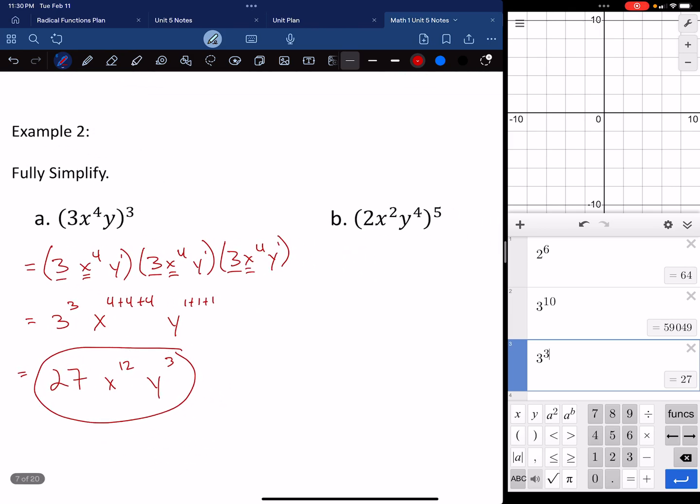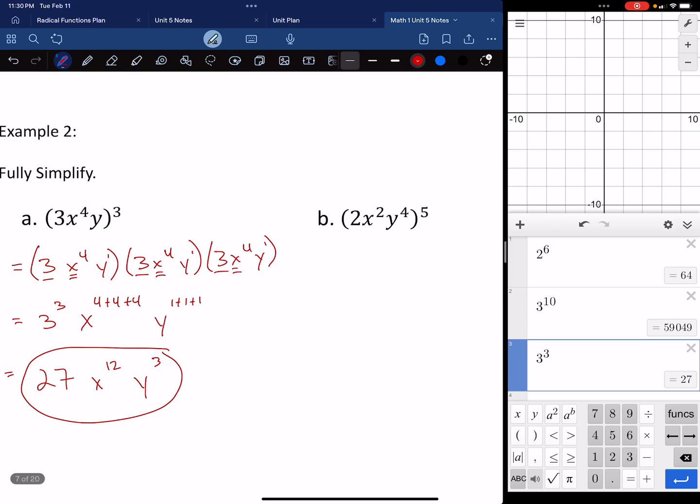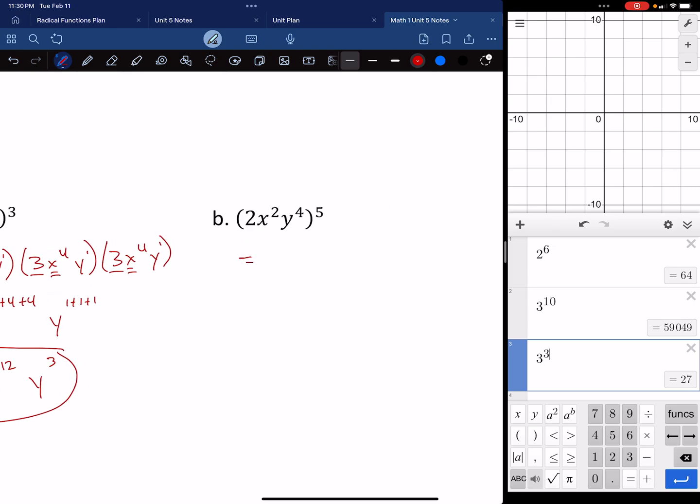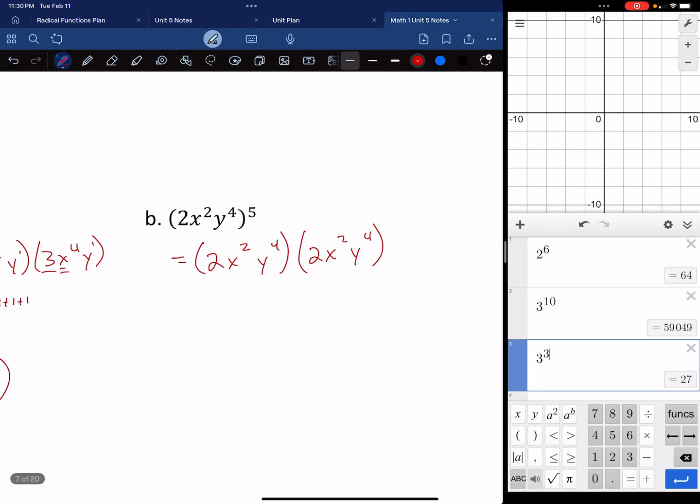Okay, again, example 2, now letter B, again, work outside in. So I'm just going to write, I have 2x squared y to the 4th, that's 1. I have 2x squared y to the 4th, that's 2. I'm going to run out of room. 2x squared y to the 4th times 2x squared y to the 4th times 2x squared y to the 4th. Okay, so there's my 5. I have 1, 2, 3, 4, 5. Now we have 1, 2, 3, 4, 5 2's. So that's 2 to the 5th power.